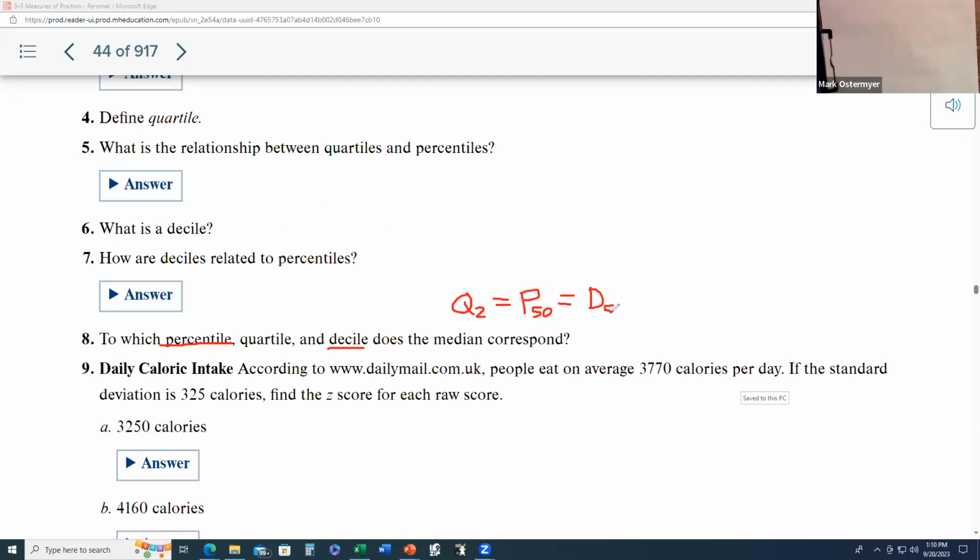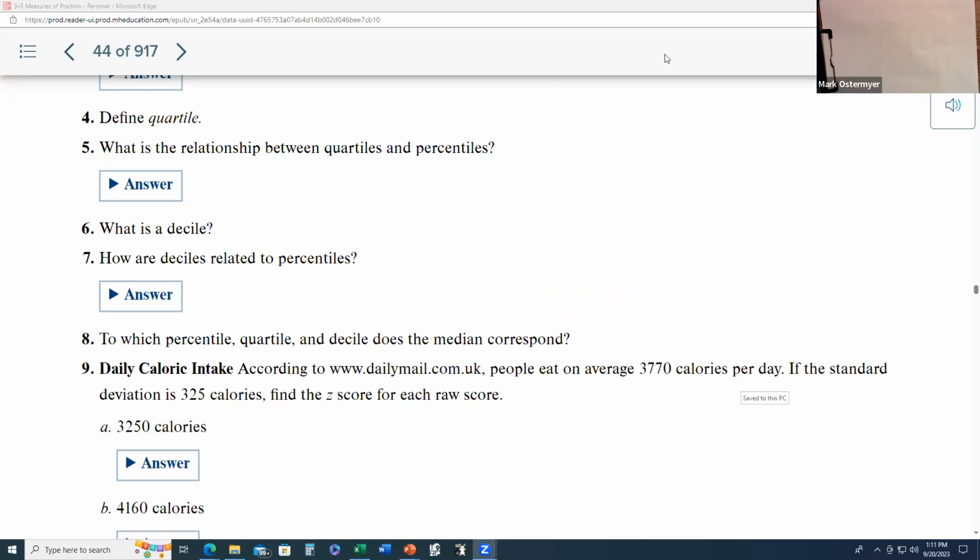That's dead center in between 0 and 10, correct? There you go. So the second quartile is really the 50th percentile, which is also the 5th decile. All these are equivalent data values of the data set. Make sense? That's for problem number 8 there.